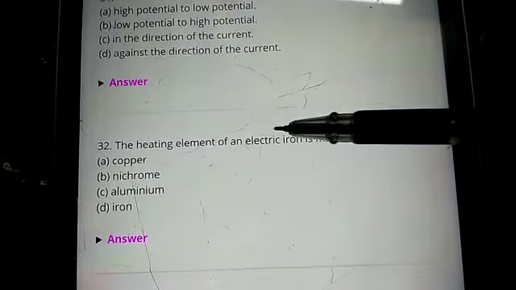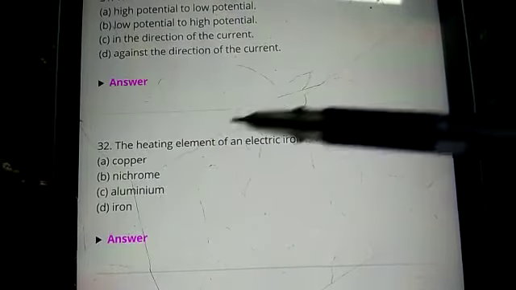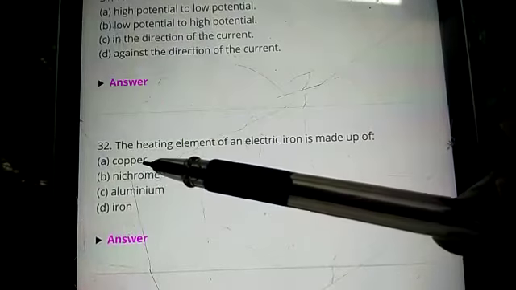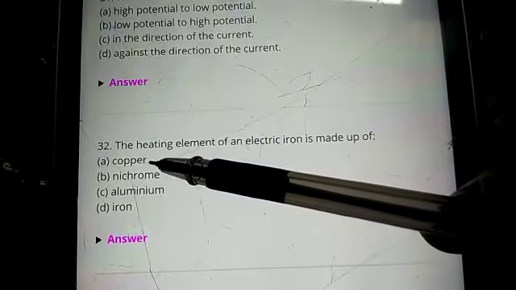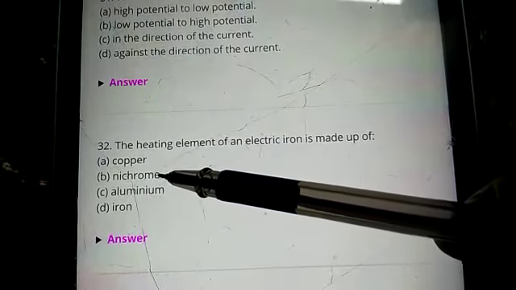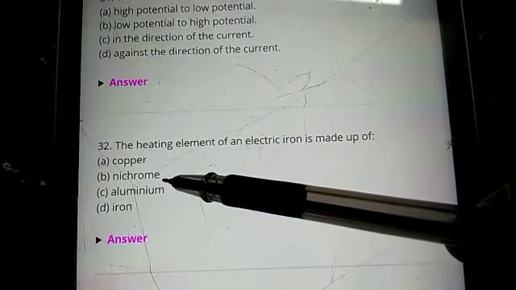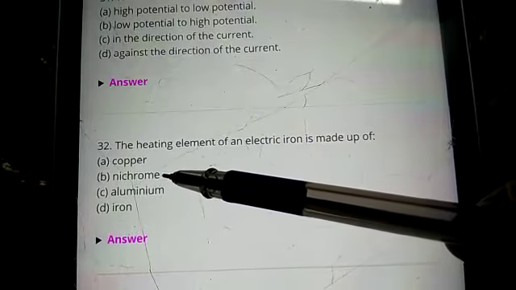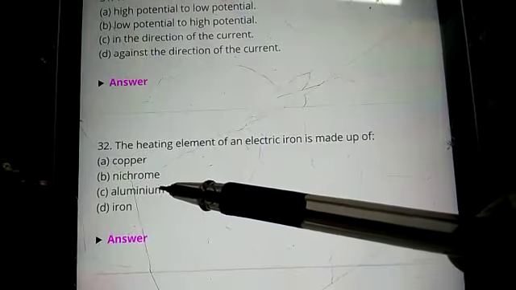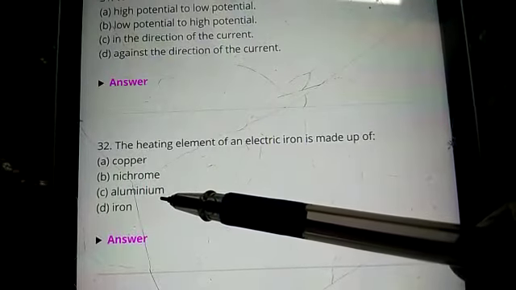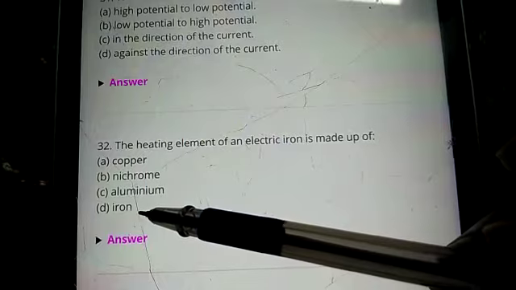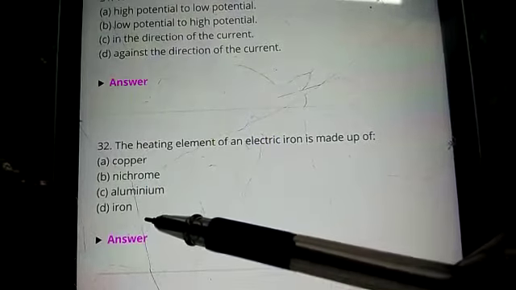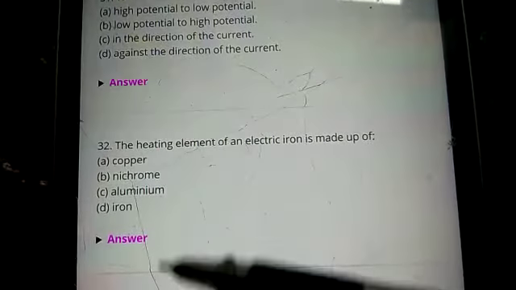The heating element of an electric iron is made up of, it should be a bad conductor. So, it cannot be copper because copper is a good conductor. It is nichrome because nichrome is a bad conductor, has very high resistivity. So, nichrome is the correct option. It can't be aluminum because aluminum is also a very good conductor. Iron is also a moderate conductor. So, we don't use iron as a heating element.